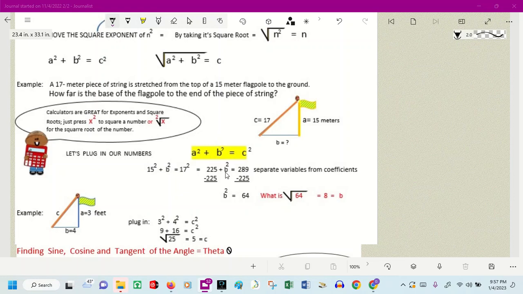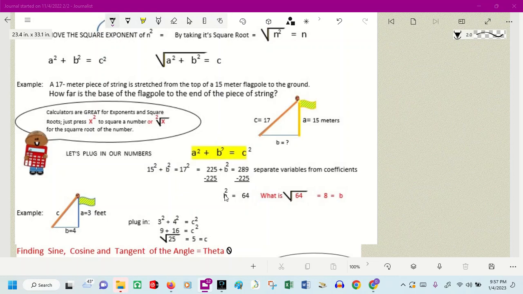Next step, always separate the constants from the variables by moving them to the other side of the equal sign. Do that by taking their opposite. 225's opposite is negative 225. If you take it from that side, you must take it from this side of the equal sign as well. So 225 cancels out with negative 225. Bring down the B squared equals 289 minus 225, which is 64. B squared equals 64.